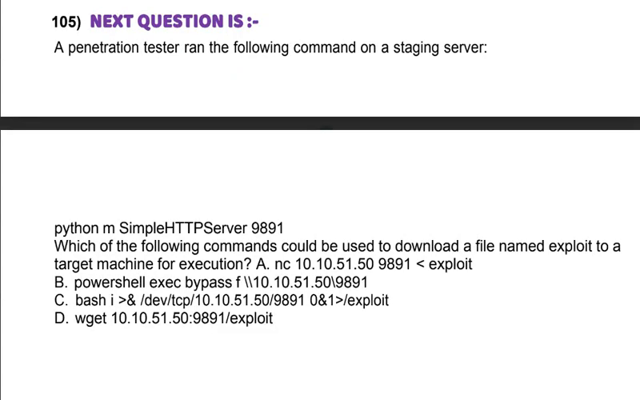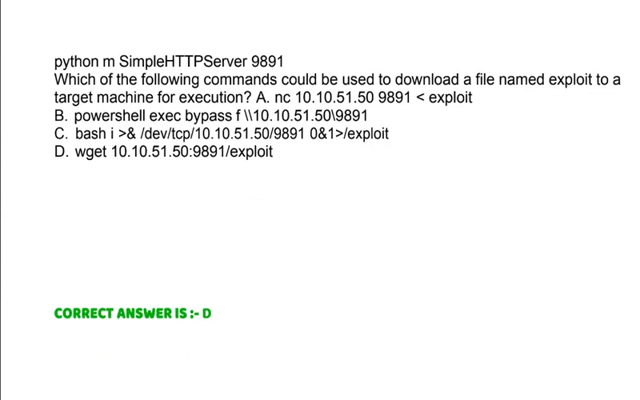Question is, a penetration tester ran the following command on a staging server. Which of the following commands could be used to download a file named exploit to a target machine for execution? Now see the options as option A, B, C and option D. Correct answer is option D.